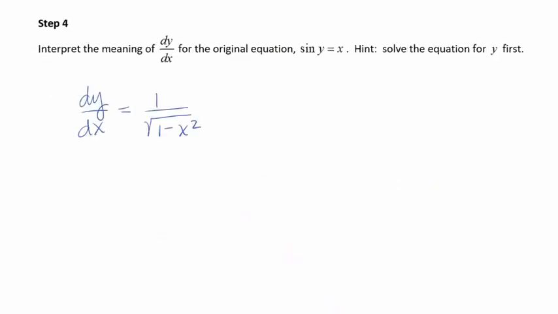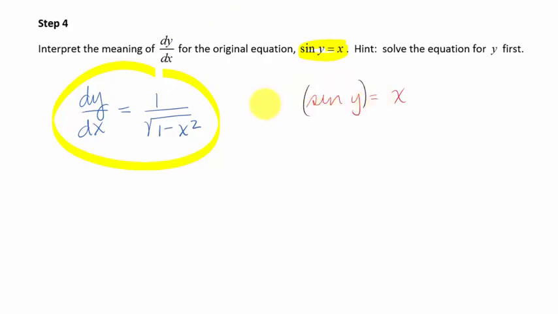In this step, we're going to interpret the meaning of the derivative we just found. In order to do that, we need to go back to our original equation, and the hint I've given you is solve for y first. Let's look at our sine y equals x. To get y by itself, we need to use an inverse trig operation, which would be the arcsin. If I take the arcsin of the left side, I need to do the same thing to the right-hand side, so I'm going to rewrite that as arcsin of x. When I do that, what I get is y equals arcsin of x.